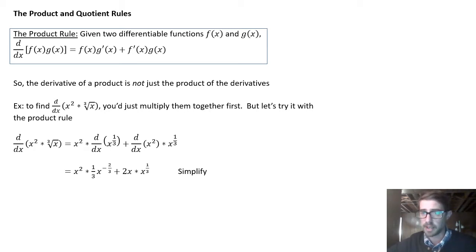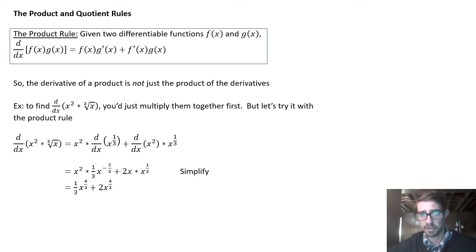So that's the answer, but it's ugly and it can be simplified, and that's again why I would say don't use the product rule here. This is just an example. So we're going to combine exponents. The first term is 1/3, and then it's x squared times x to the negative 2/3. So you add those exponents. 2 plus negative 2/3 is 6/3 minus 2/3, which is 4/3. Right, so that's the first term.